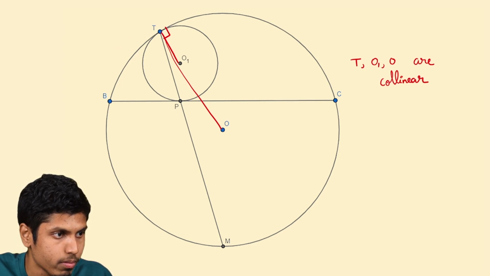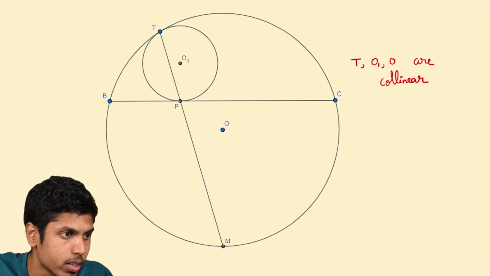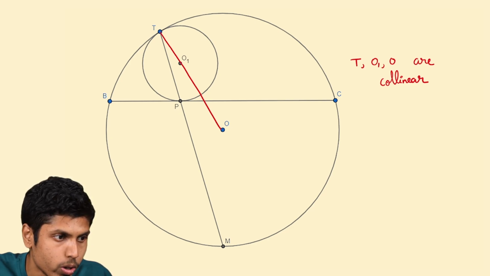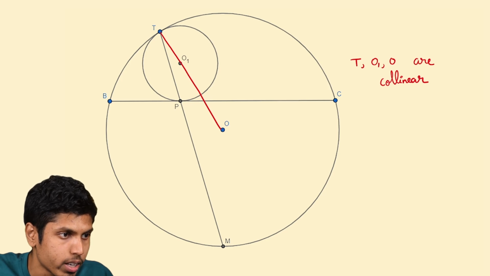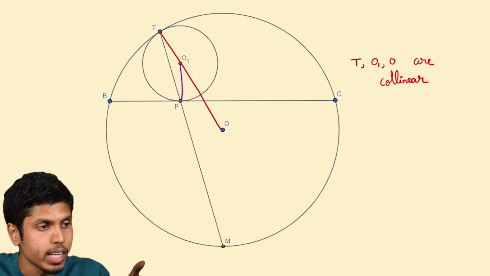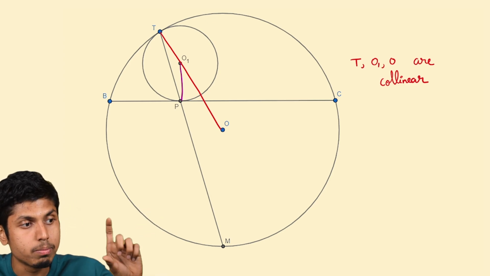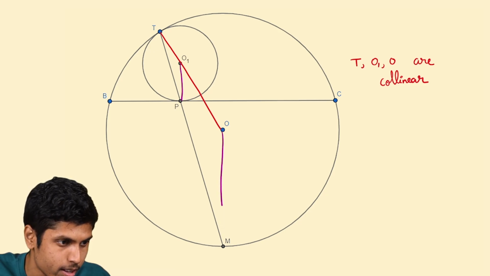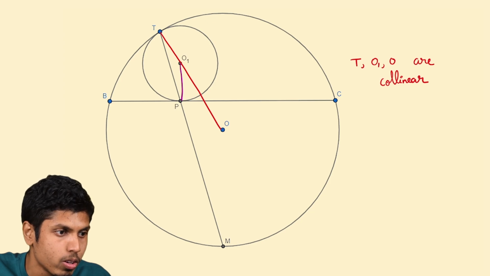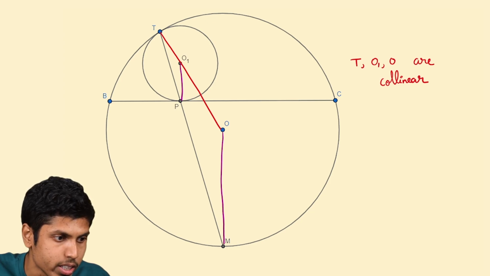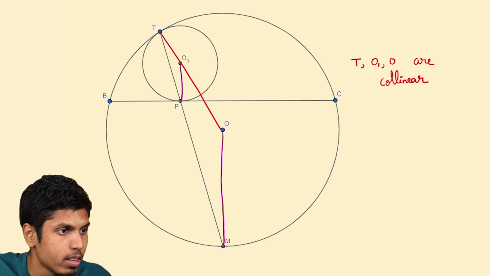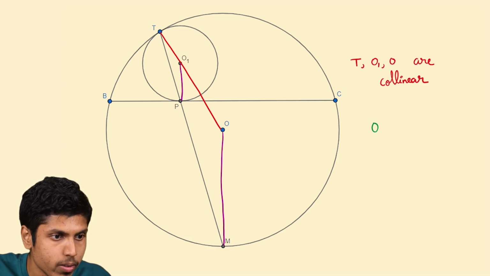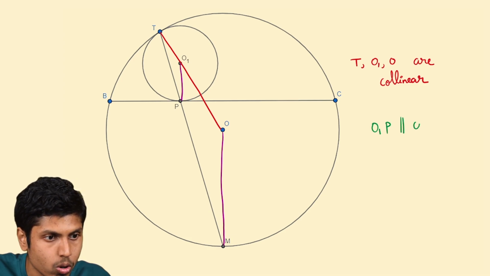Alright. Now we have proved points T, O1, O are collinear. Let's join O1T. Let TP intersect the bigger circle at M and let's join OM. Now you are going to witness a magic. Let's prove that O1P is parallel to OM.